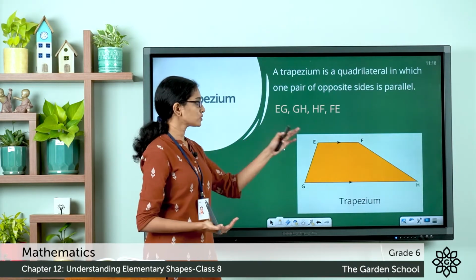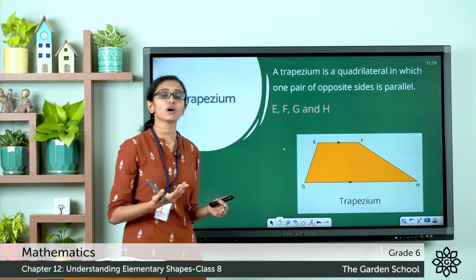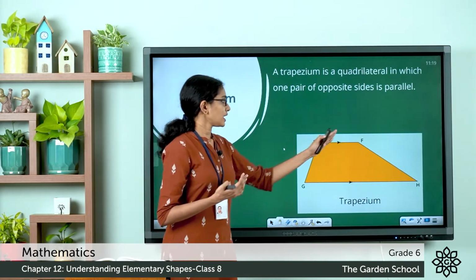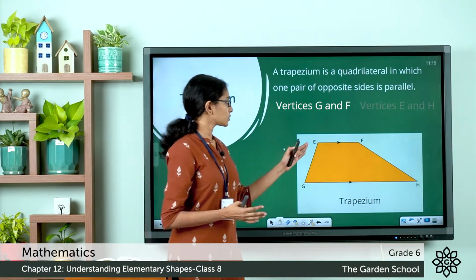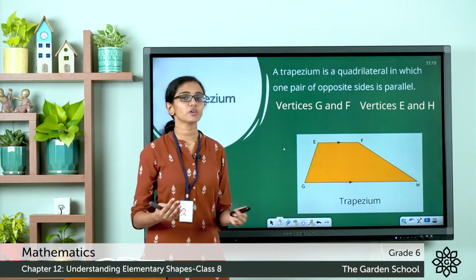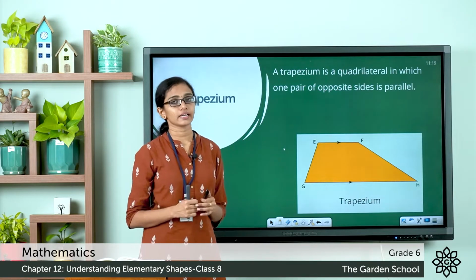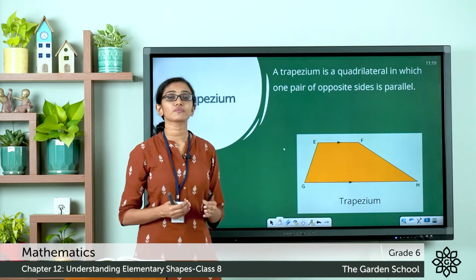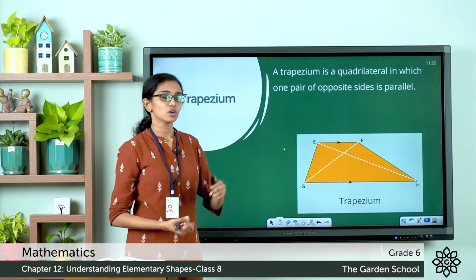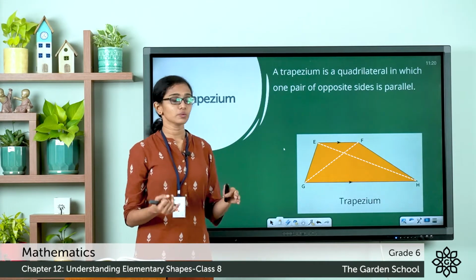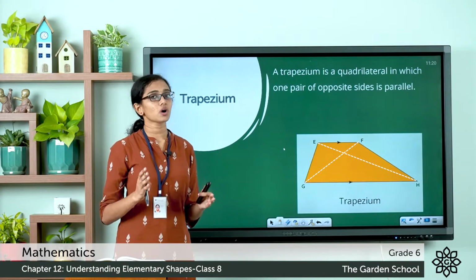So there are four sides, there are four interior angles and four vertices. Vertices G and F are opposite vertices. Also the vertices E and H are opposite vertices. Now between the opposite vertices you can draw diagonals. So how many diagonals are possible for a trapezium? You can draw two diagonals for a trapezium. So a trapezium is a quadrilateral in which one pair of opposite sides is parallel. There are two non-parallel sides.